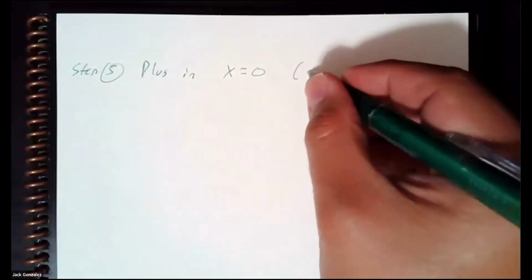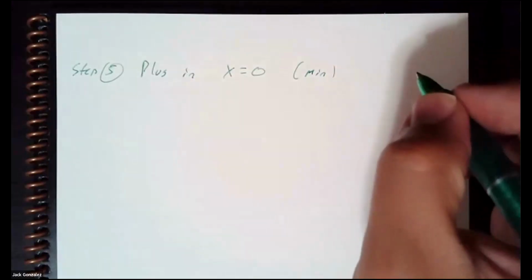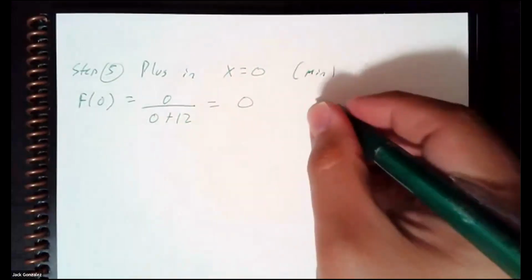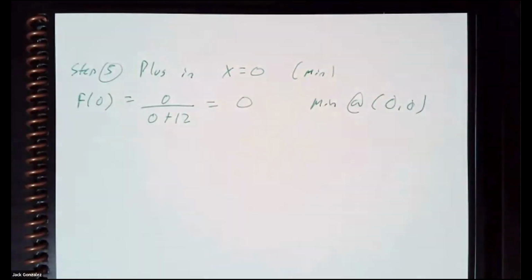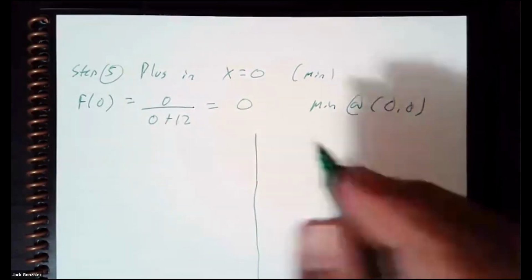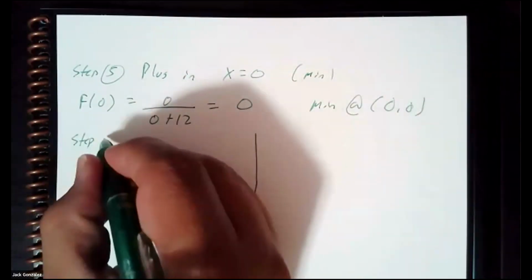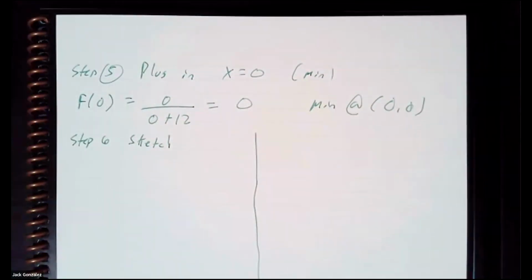Plug in x equal to 0, the minimum, to find the location. Plug into the original, and we'll get 0 over 0 plus 12, which is 0. So minimum at 0, 0, the origin. All right then. Let's go ahead and sketch, I guess.